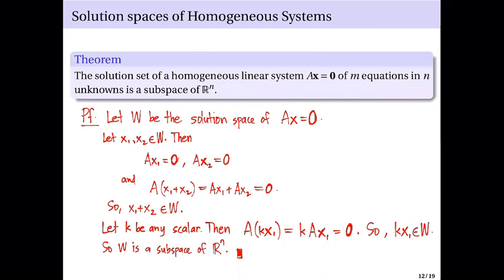If you have the non-homogeneous system, it may be false. In fact, it is false if your right-hand side is not the 0 vector.